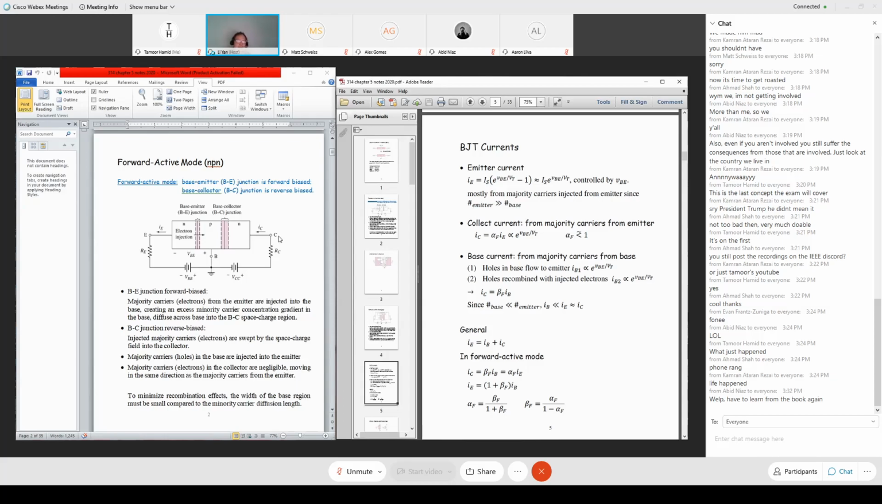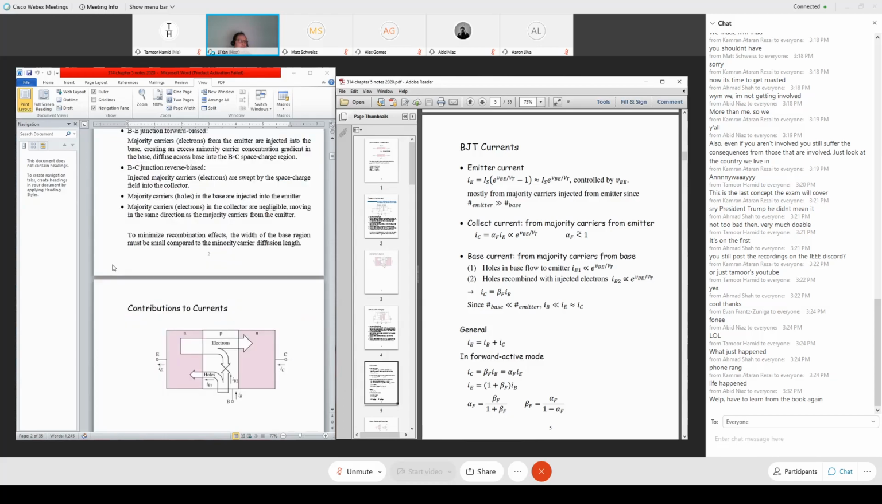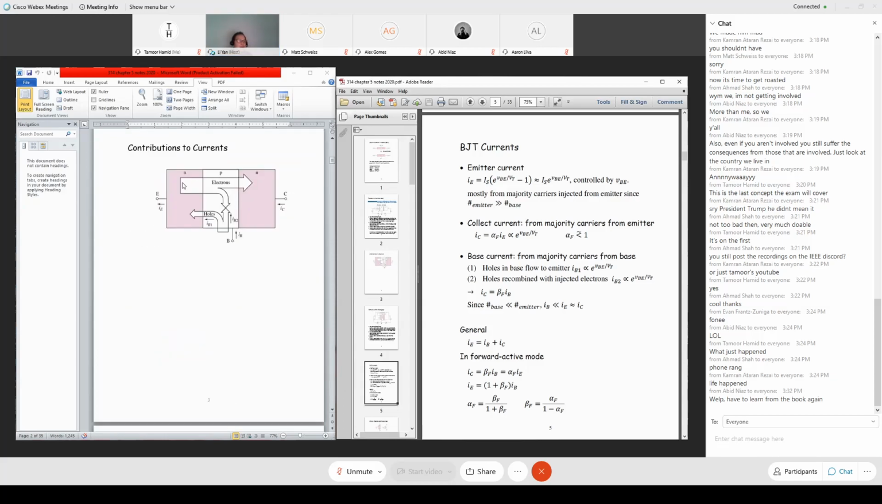How about the collector current? As we said, collector current is really mostly coming from the injected electrons. So collector current is from the majority carriers originally injected from the emitter. So it's proportional. I call it IC equal to alpha F times IE, just a proportional constant. This proportional constant is very close to 1. So it's about 98% or 0.98, 0.99. So most of the carriers injected from the emitter end up at the collector. So here, it's sensitively controlled again by this voltage VBE.